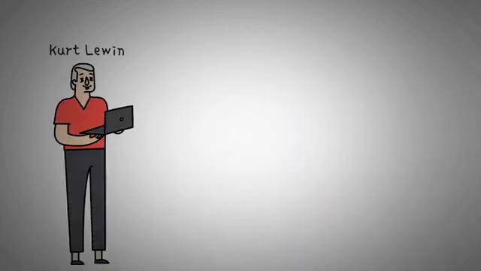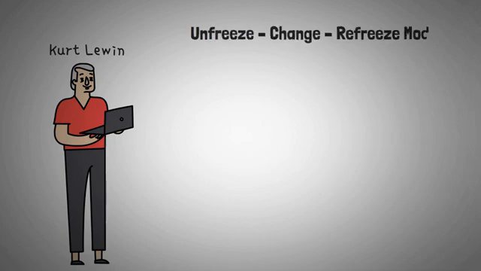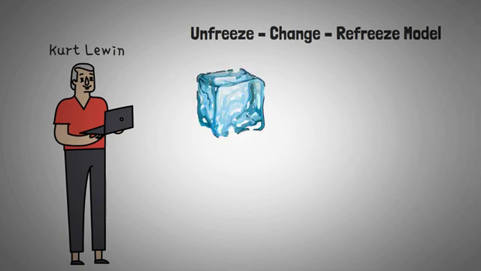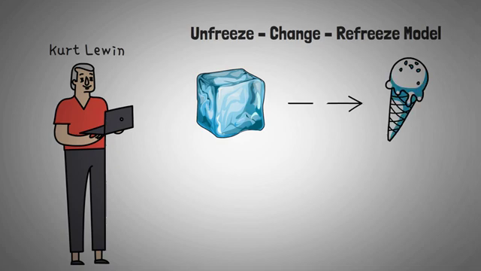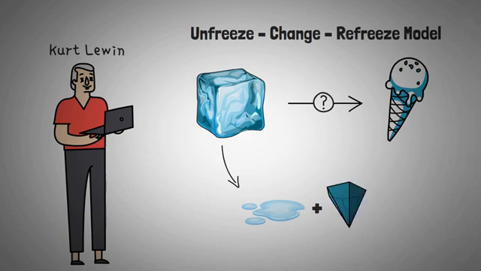Lewin proposed a model for implementing long-lasting change called the Unfreeze-Change-Freeze model. In order to understand this model, you'll need to think of a block of ice. Let's say that you have a big cube of ice. You want to change the ice into a big cone of ice. How do you do so without changing the amount of ice that you have? One way to do so is to unfreeze, change, and refreeze the ice. Once the ice has melted into water, you can transfer it to a mold that looks like a cone and refreeze it to its new shape.